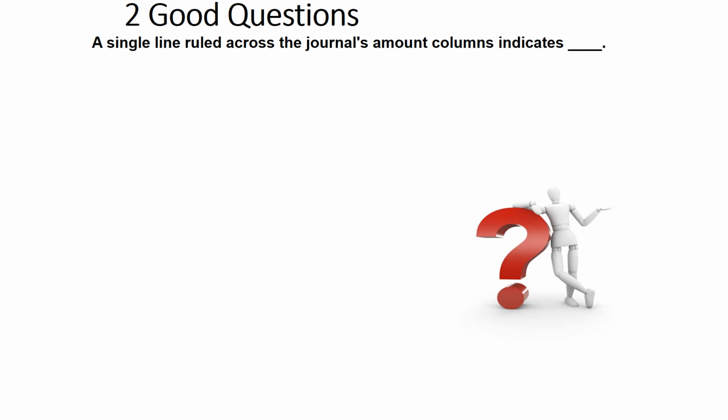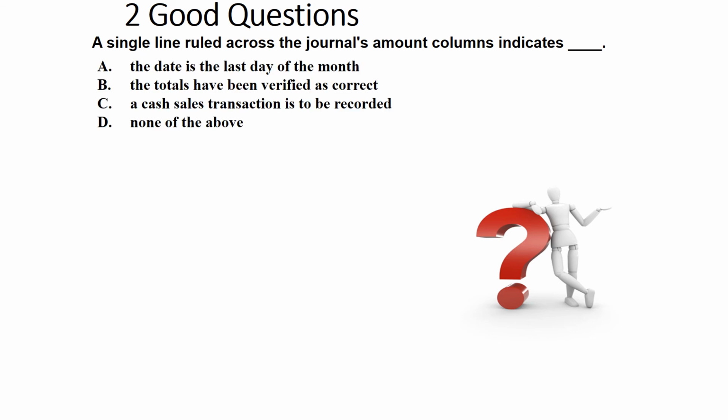A single line ruled across the journal amount columns indicates the date is the last day of the month. The totals have been verified and correct. A cash transaction is to be recorded. None of the above. It is none of the above. The single line means that we have added them up.